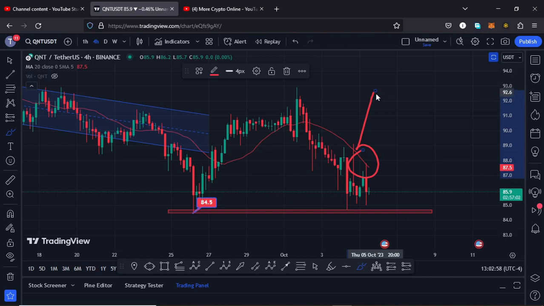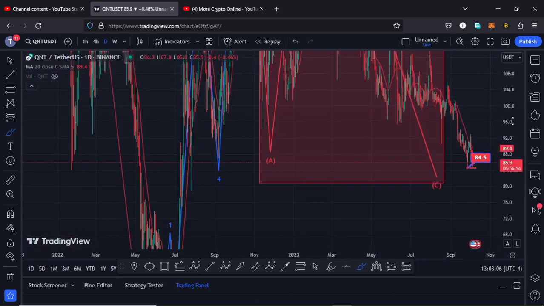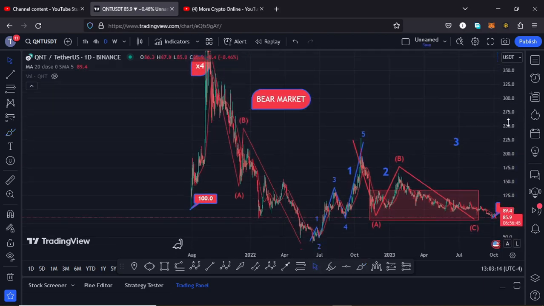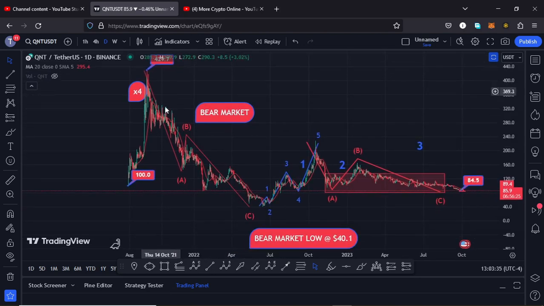Before I discuss with you reasons why we need to continue holding above that key area of support, allow me to first jump to the daily chart to give you my long-term Elliott wave analysis here on the QNT chart. After seeing our lows back in 2020, we saw that massive bounce to the upside, giving us a 4x and an all-time high at around the $429.7 mark. After the all-time high, we started the bear market, where prices formed this ABC corrective structure, giving us a low around the $40.1 mark.